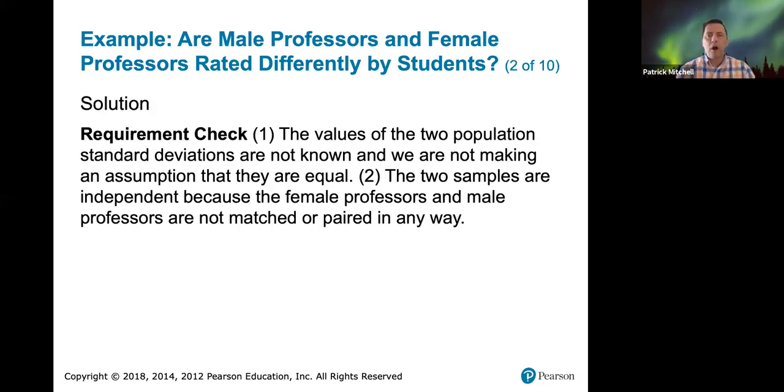First, we'll check our requirements. First, the values of the two population standard deviations are not known, and we are not making an assumption that they're equal. And second, the two samples are independent because the female professors and male professors are not matched or paired in any way.